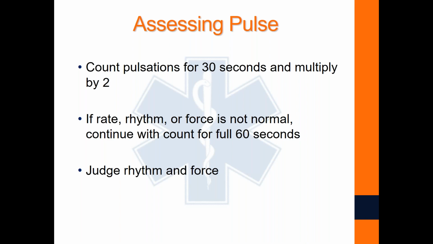Because let's say my patient's heart rate is only 30 beats per minute. That is 1 beat every other second. So if you only count for 15 seconds and multiply that by 4, it's entirely possible you've missed somewhere between 8 and 10 beats per minute. So if your patient's heart rate is really fast or really slow, count for an extended period of time to get a more accurate number.